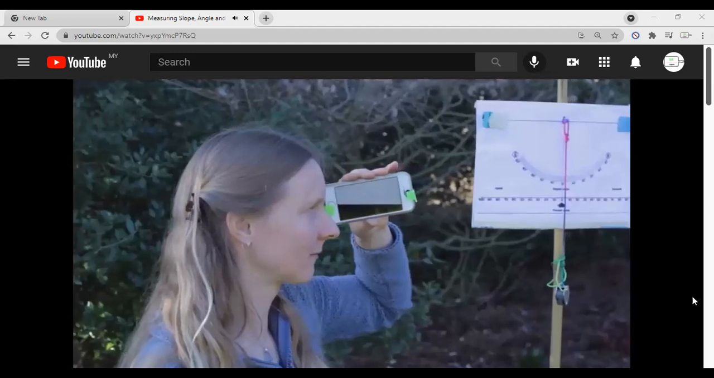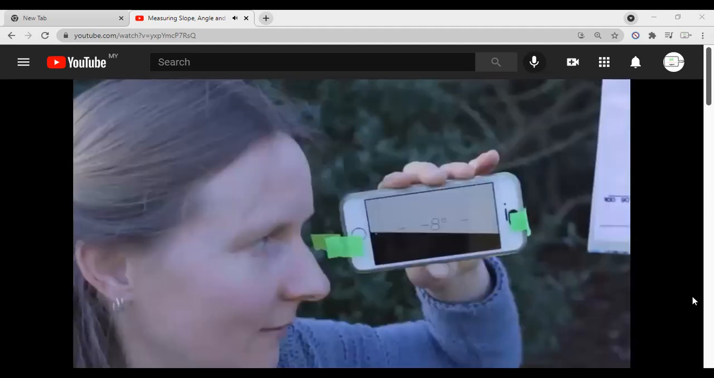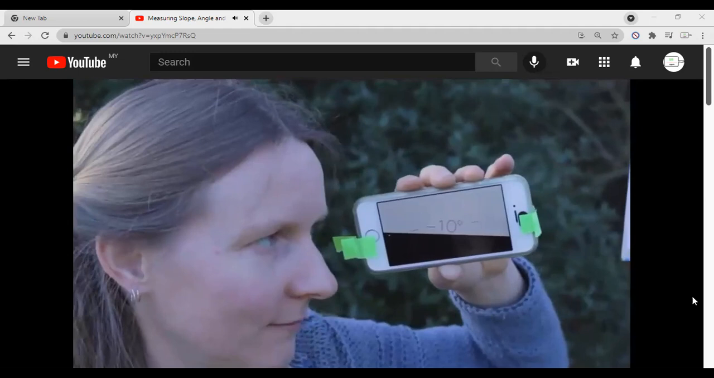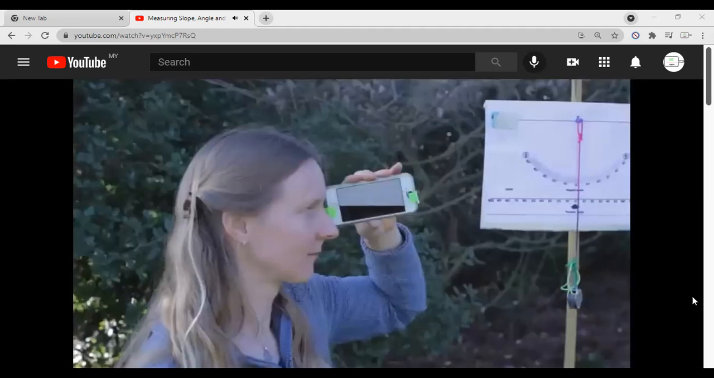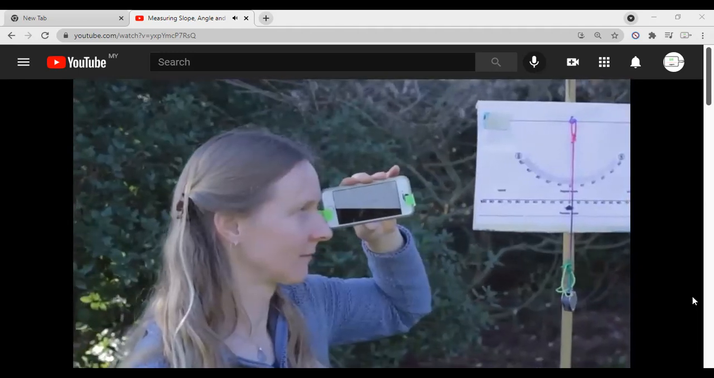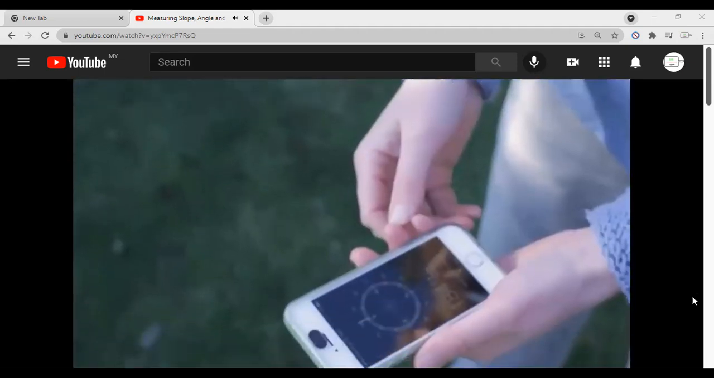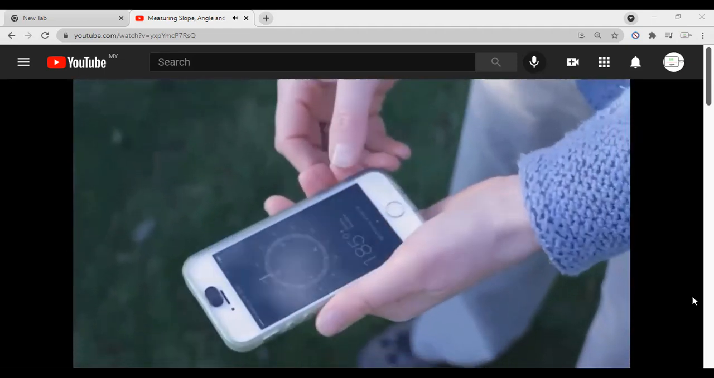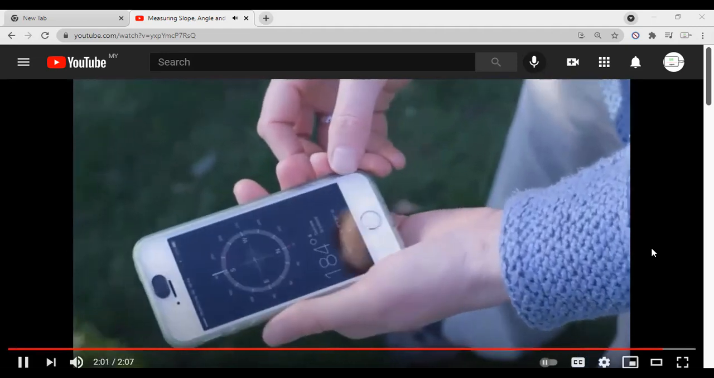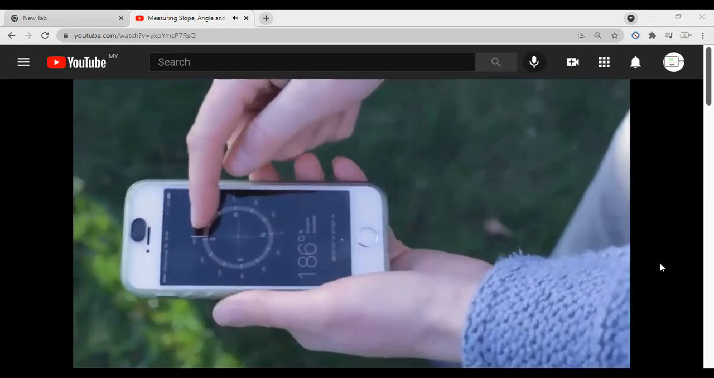We can use the same principle using a smartphone with a levelling device. Simply make two marks in the middle of your phone and get a friend to read off the slope angle from the side. If you have a compass or a smartphone app with a compass, simply line up so that you're facing down your slope and read off the angle.